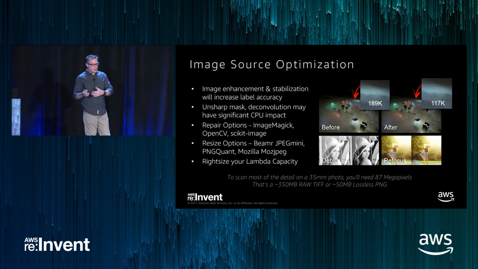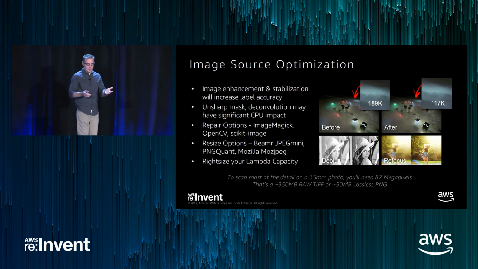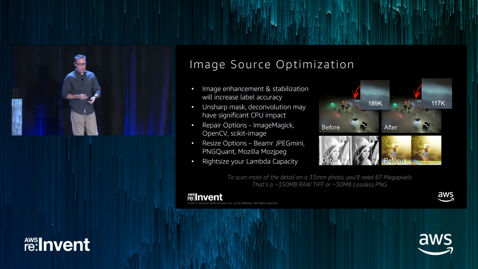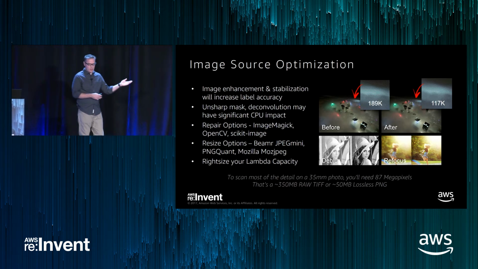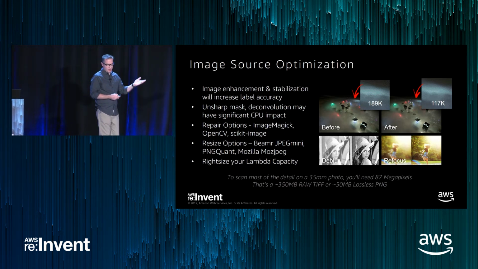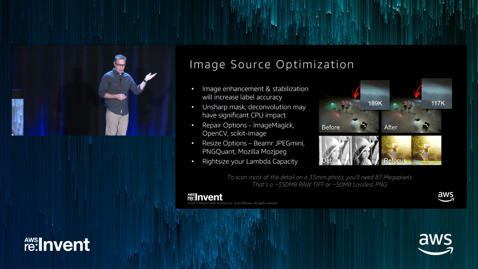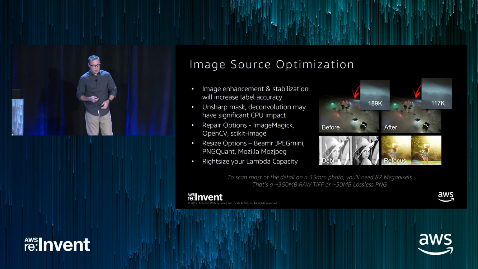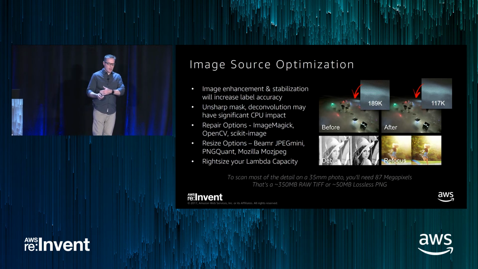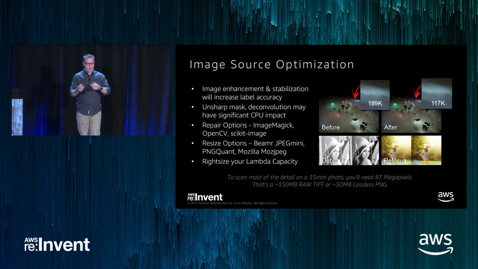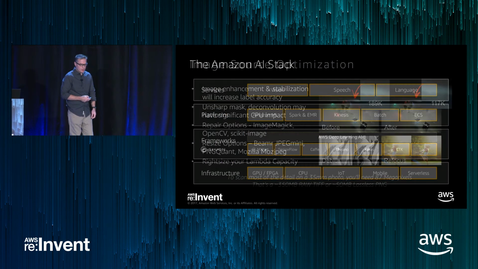So there are open source options like PNG Quant and Mozilla's MozJPEG. And then there are also commercial options such as JPEGmini from one of our partners that also has options on Marketplace. But essentially, those can be used to size the images down without reducing the resolution, so that we can then pass them into recognition without potentially losing the ability to tag or identify objects.